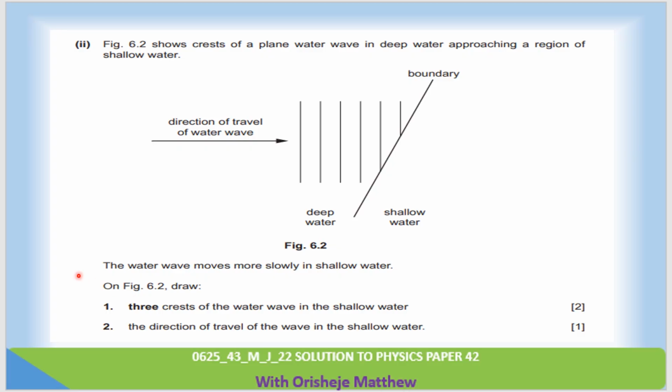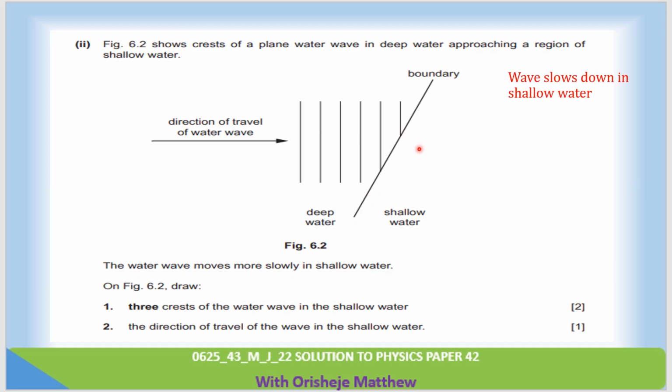Okay. Now in this case, we are looking at refraction of water, deep water to shallow water. The water moves slowly in the shallow water. So they've even given you the answer. The water moves slowly in the shallow water. That means it is refracted, or is going to bend. The direction will change towards the normal.